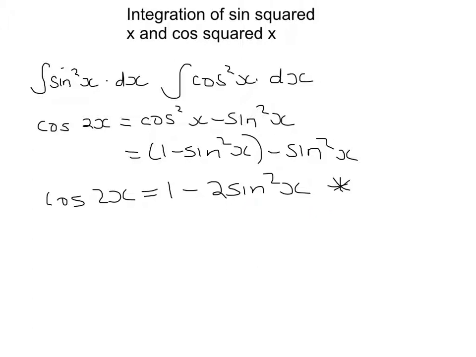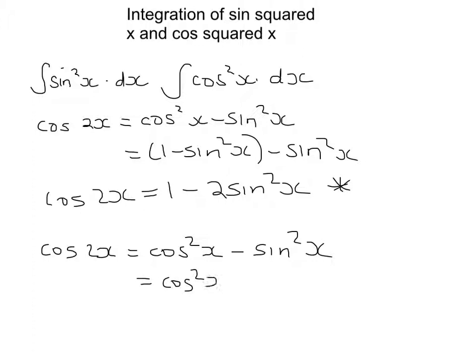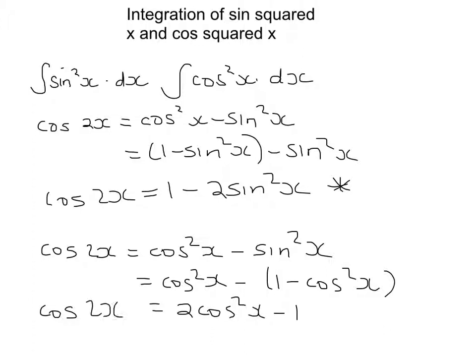But I'll do the other one first. So the other one is cos 2x. The initial one you always remember is cos squared minus sine squared. And then if I change the sine squared to a cos squared, 1 minus cos squared x, I get 2 cos squared x minus 1. And that's the other one we're going to look at. And we make cos squared x the subject. So I'll box those in.